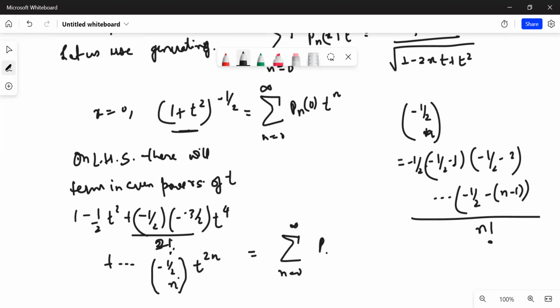और यहाँ पे कुछ आएगा t की पावर 2n is equals to summation n equal to 0 to infinity, you have pn 0 and then you have t की power n. So obviously here only terms which are corresponding to even terms can be compared. So odd terms will not be there.